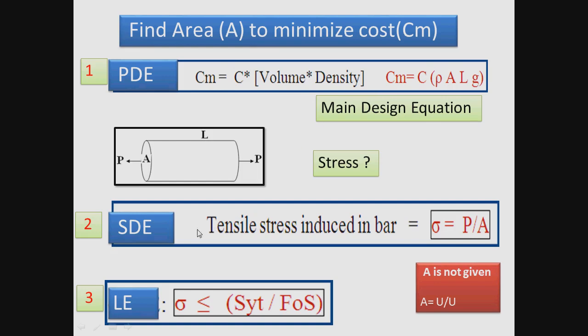Next is the secondary or subsidiary design equation. The stress induced in the bar is given by sigma is equal to P upon A, where P is the load and A is the cross sectional area. And the third one is the limiting equations. What are the limiting equations? Stress should be less than or equal to SYT upon FOS, that is yield strength upon factor of safety.